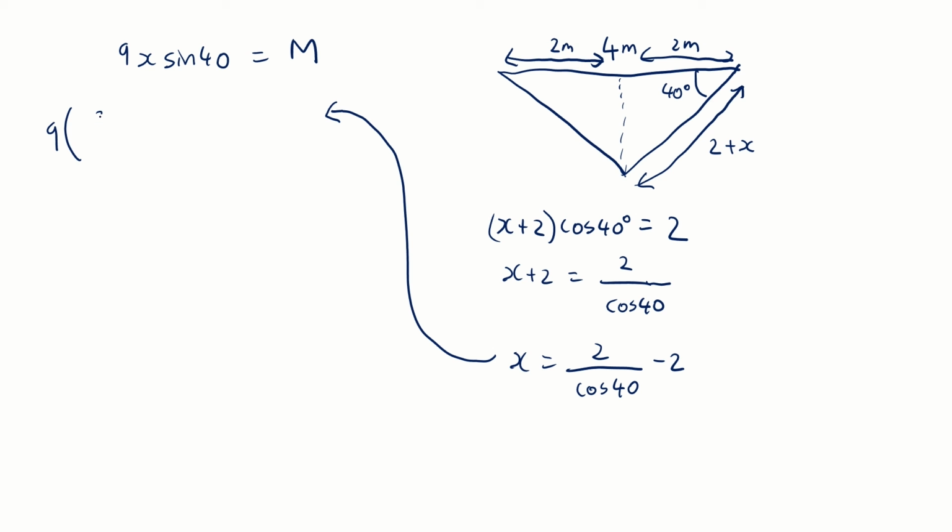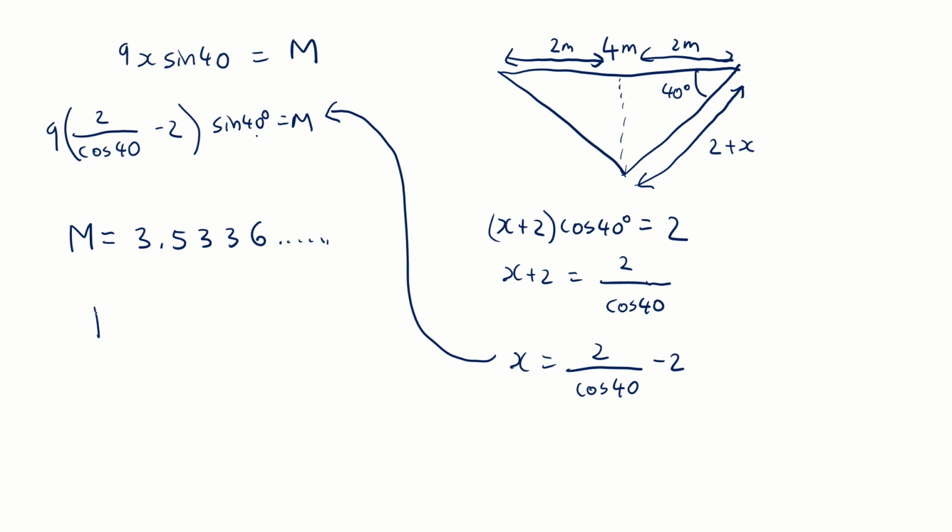So we've got 9 lots of 2 over cos 40 degrees minus 2 lots of sine 40 degrees is equal to m. And if you type that all into the calculator, you will get m is equal to 3.5336, etc., which means that m is equal to 3.53 kilograms to 3 significant figures, because g ended up cancelling out as part of the calculation, so that's why we don't need to restrict it to 2 significant figures.